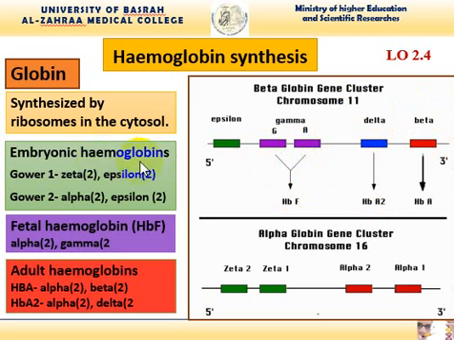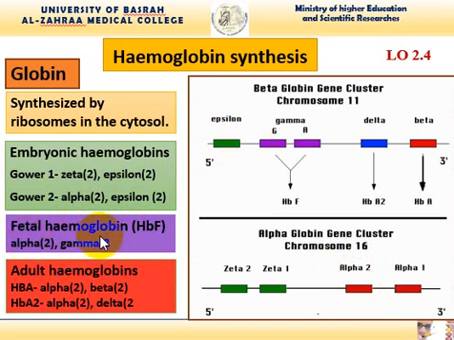So the embryonic hemoglobin, which is Gower 1, consists of zeta 2, encoded by a gene present on chromosome 16, and epsilon 2, encoded by a gene located on chromosome 11. While Gower 2 consists of alpha 2, transcribed from the alpha gene located on chromosome 16, and epsilon 2, transcribed from a gene located on chromosome 11.